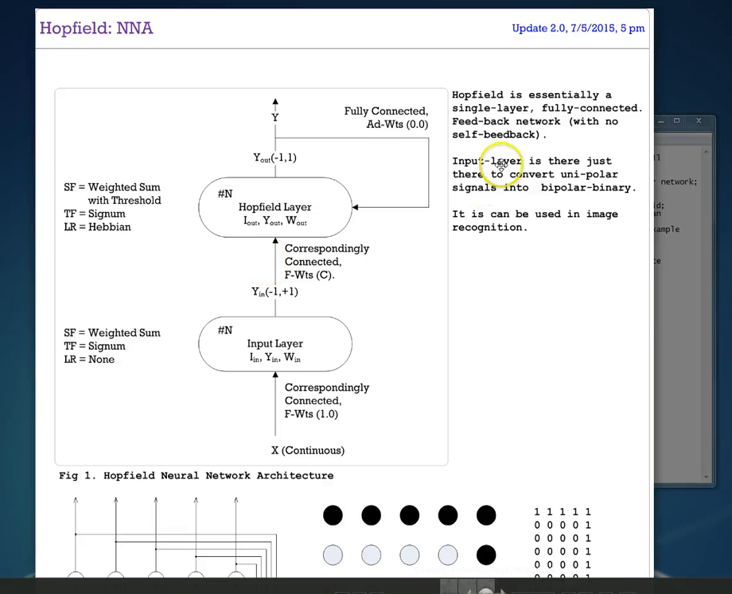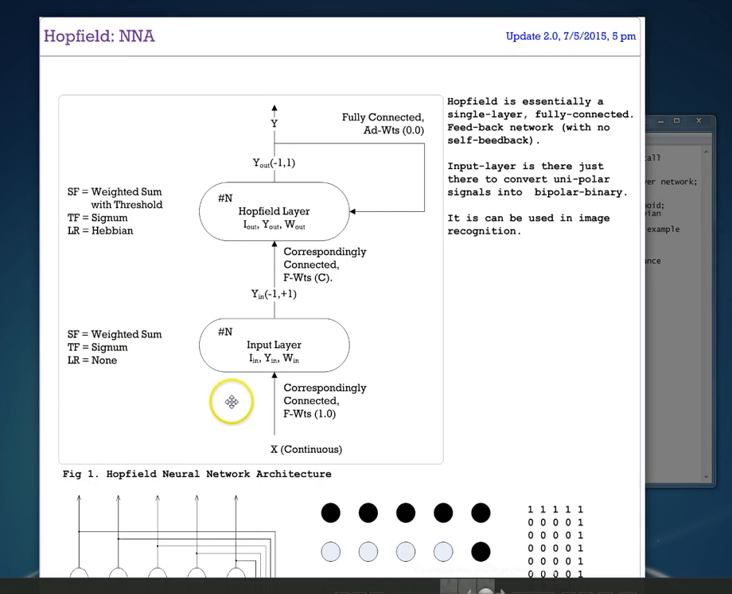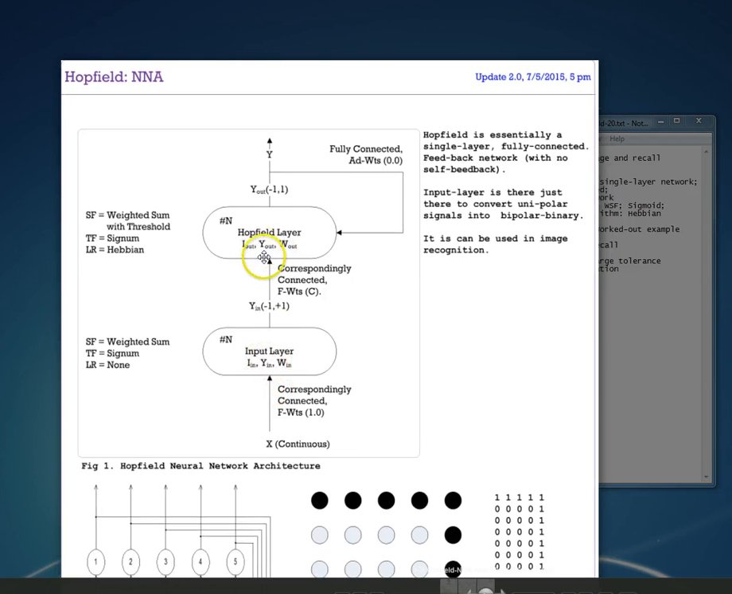I'll show you in a minute. The input layer is there just to convert unipolar signals into bipolar binary using a sigmoid transfer function. It can also be used, but it is primarily used for image recognition. As I indicated here, Hopfield is essentially a single layer network. The input layers are there just to convert unipolar into bipolar signals. Without that, the training algorithm would not work.